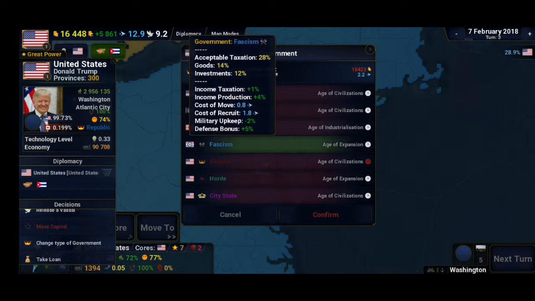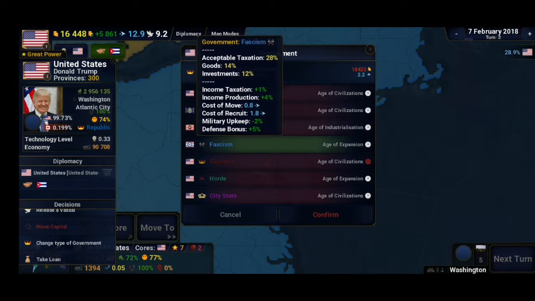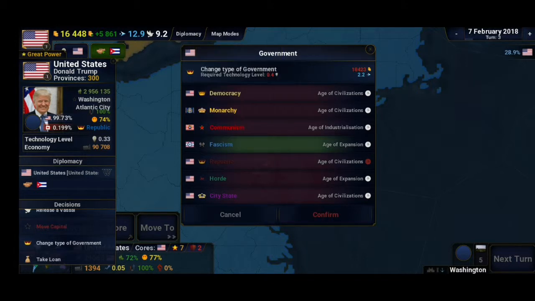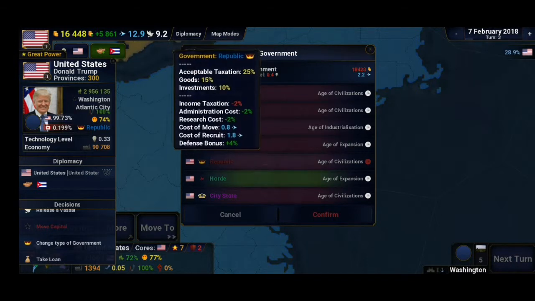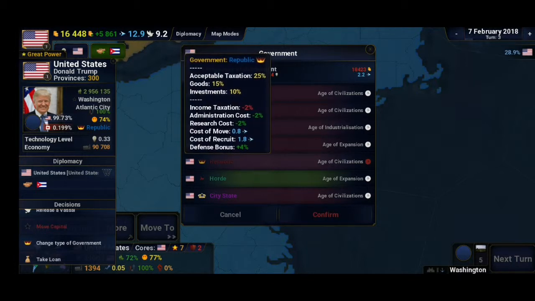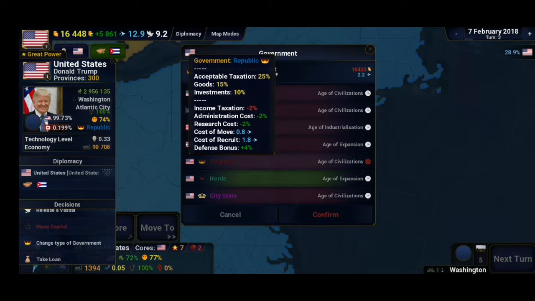Fascism, you get up to 28% as well, but you have to keep goods at 14% and investments at 12%. Though you get no debuffs. You get income taxation, production, movement points are the same, and military upkeep, yeah, you can maintain an army as well as the defense bonus. As a republic, it's like democracy, but it makes up for the administration cost, though the income taxation is quite the opposite. Research cost, yeah, it's the opposite of democracy. You're getting good for that. Defense bonus is slightly weaker.